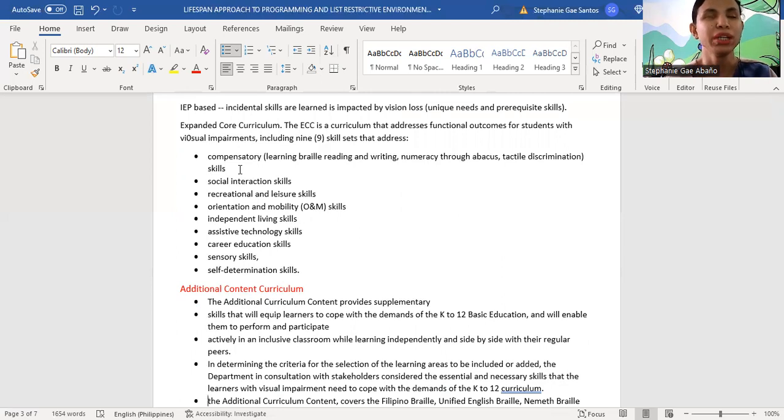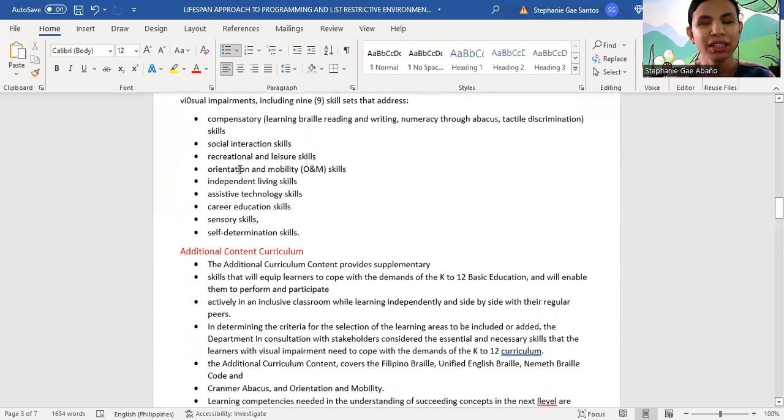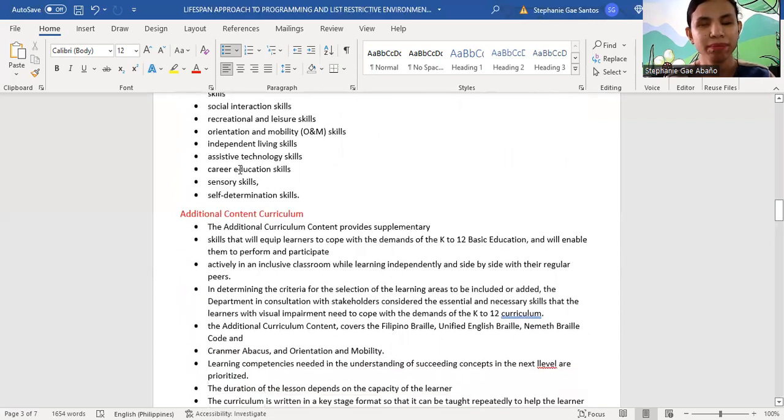And to be able to ensure the efficacy of this curriculum, the learning competencies are written from simple to complex to be able to prioritize the next level of skills. Then the duration of the lesson is based on the capacity of the learners and how the teacher demonstrates and teaches the skills, which is important to their learning development.